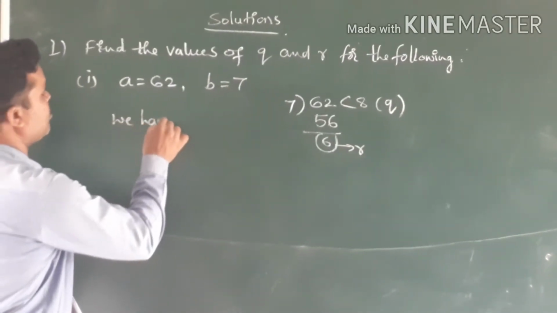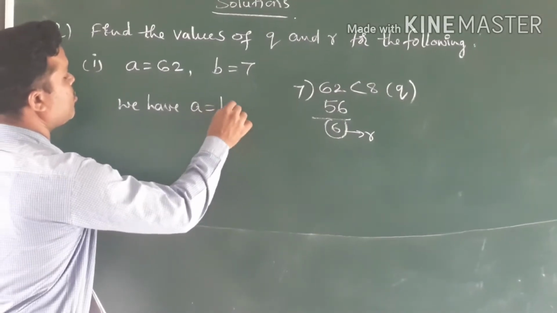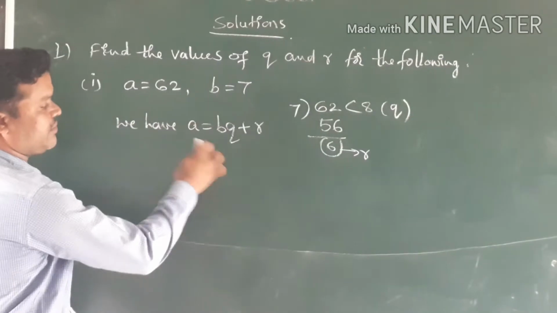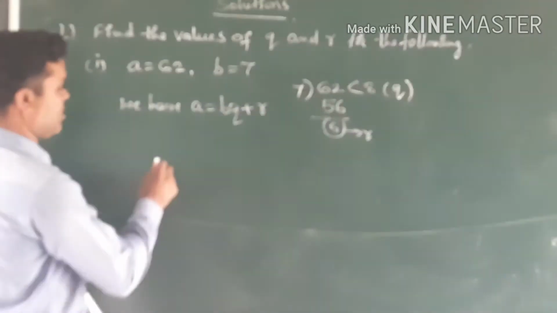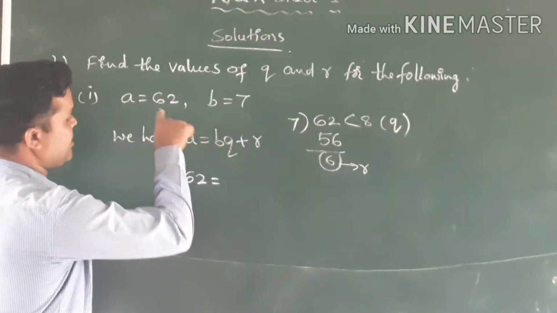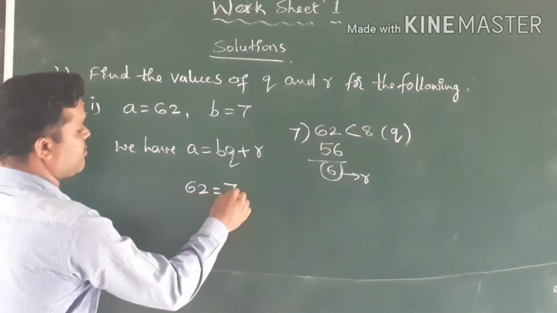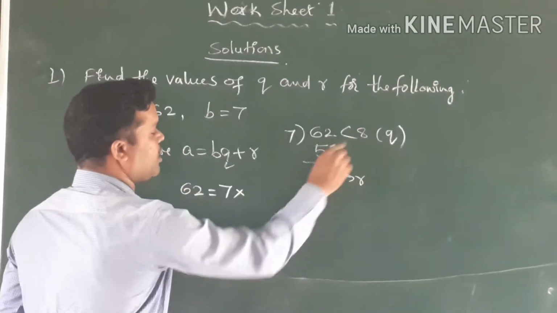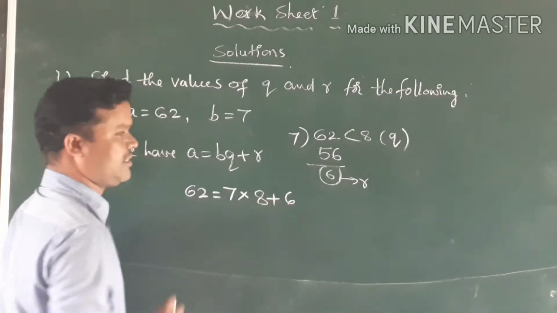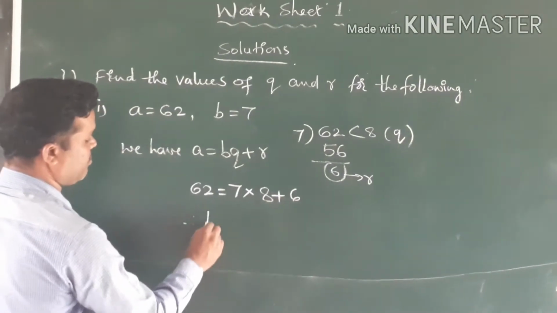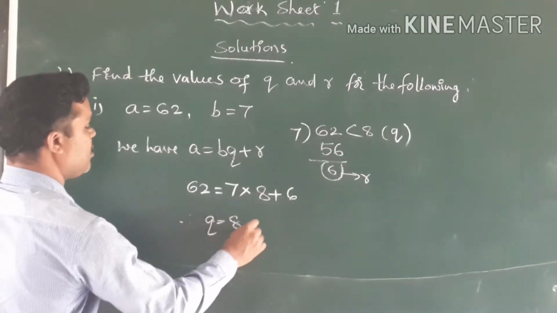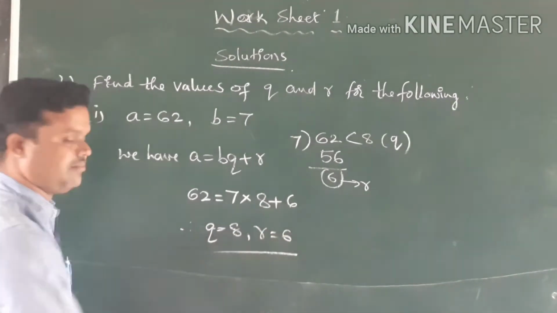Okay, now we have the division algorithm: A is equal to BQ plus R. Compare the given values with A is equal to BQ plus R. That is, A is equal to 62, B is equal to 7. The value of Q we got is 8, and the remainder R is equal to 6. Therefore the answer is Q is equal to 8, R is equal to 6.